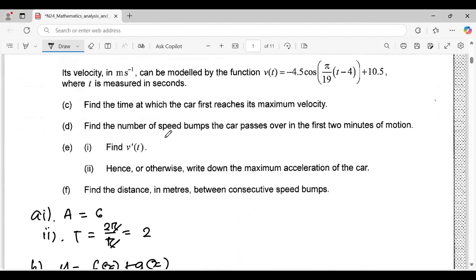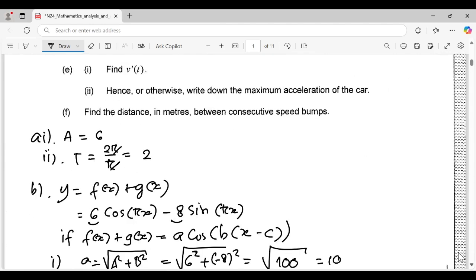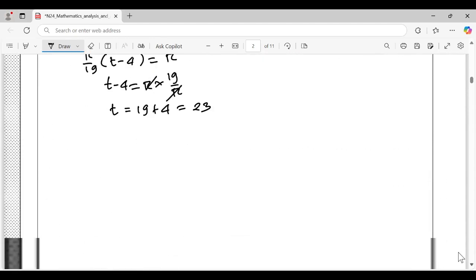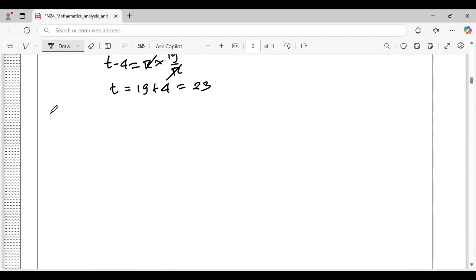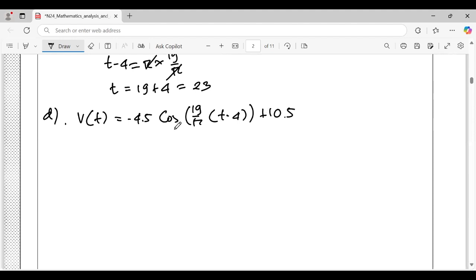Find the number of speed bumps the car passes over in the first 2 minutes. 2 minutes means 120 seconds. We need to find first the period of this function. I'm going to rewrite -4.5 cos(pi/19 (t - 4)) + 10.5. This is the part that determines the period.